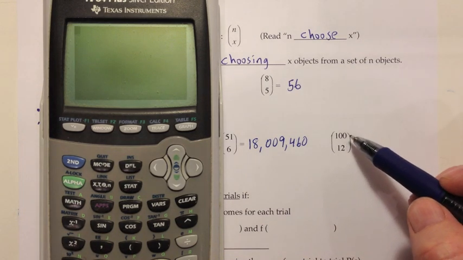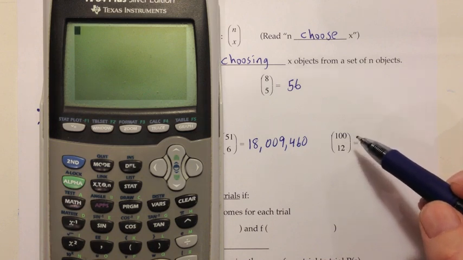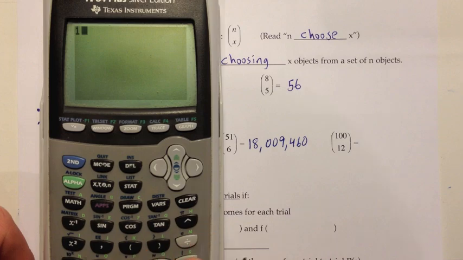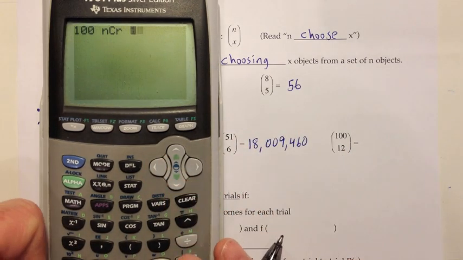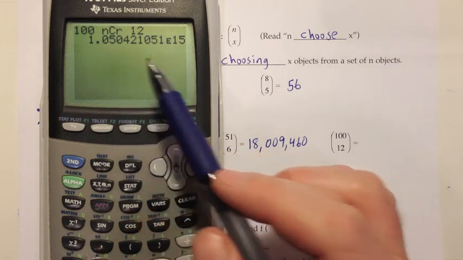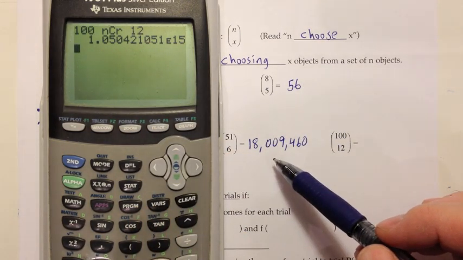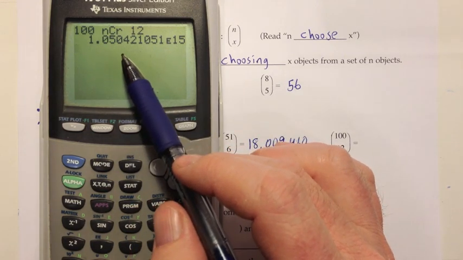So how many different possibilities for juries are there when you're choosing 12 from a group of 100 who have come in for the day? So that'd be 100, math, probability, choose 12. And we get what at first seems like a strange answer, 1.05. We've gotten 56 and 18 million and 2.6 million. Now all of a sudden we get a decimal, 1.05.